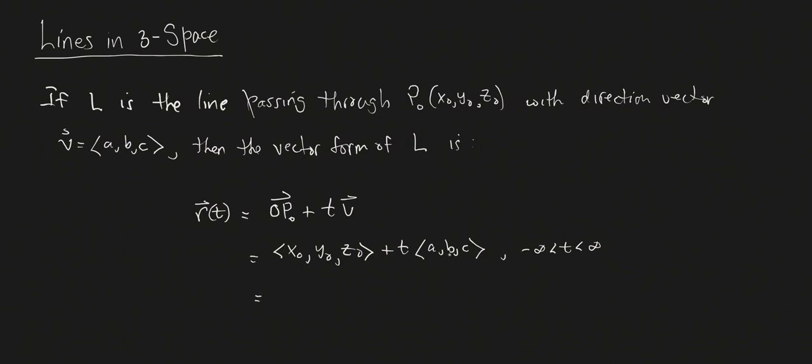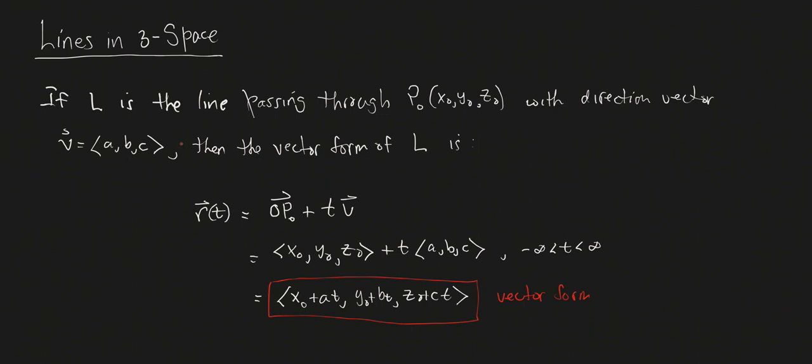And then we can use our vector operations to combine these two vectors into a single one. We're going to distribute the t and then add the corresponding components. And here's our vector form. It's x0 plus at, y0 plus bt, z0 plus ct. So that is our first form. This is the vector form of the line in 3 space that passes through this point and in a direction parallel to this vector.